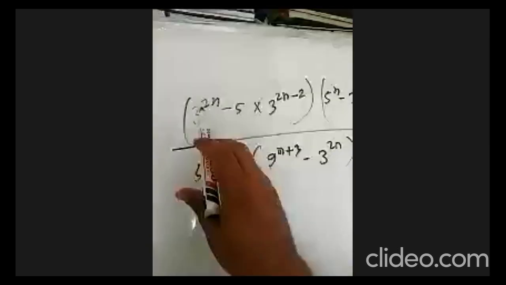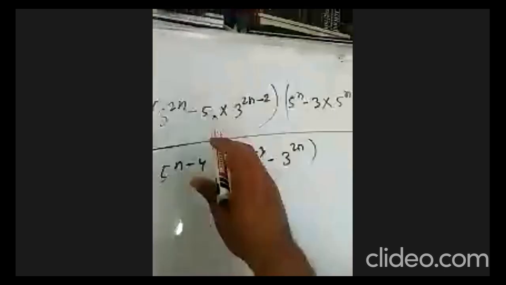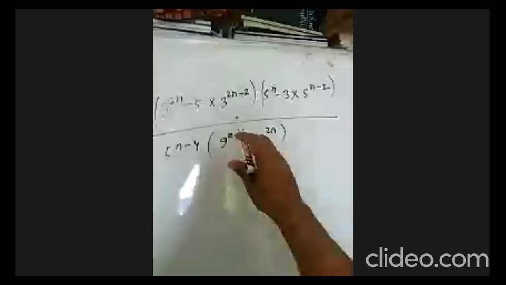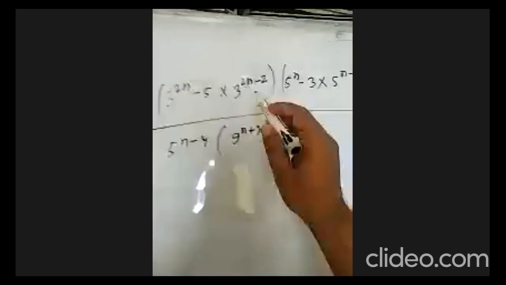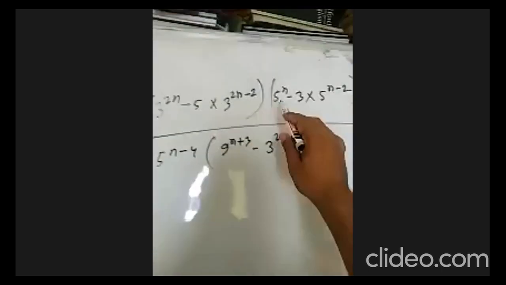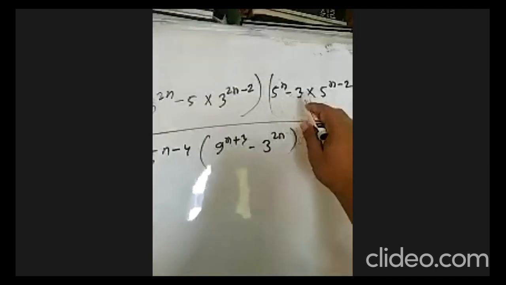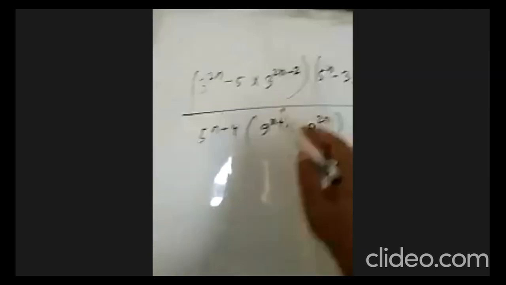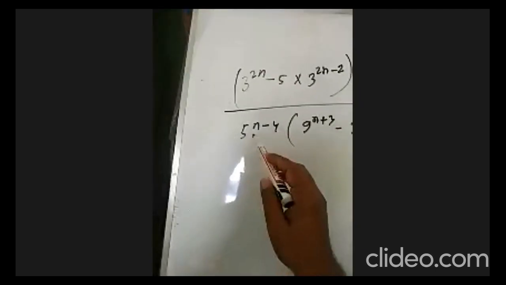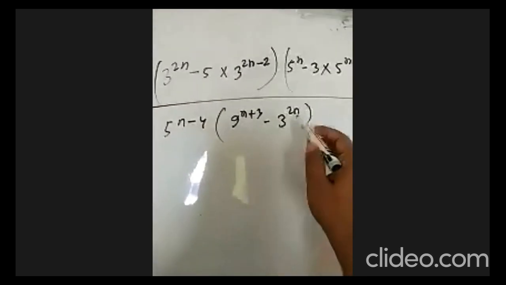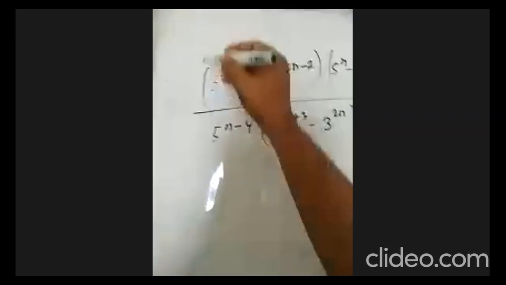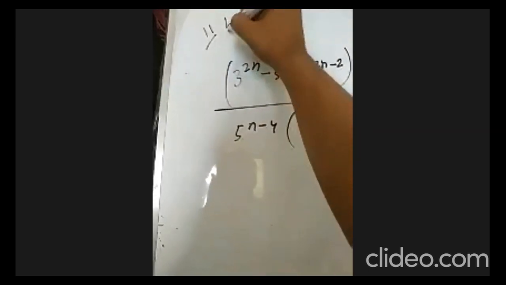3 to the power twice n minus 5 multiply 3 to the power twice n minus 2, 5 to the power n minus 3 into 5 to the power n minus 2, then 5 to the power n minus 4 multiply 9 to the power n plus 3 minus 3 to the power n. And this is the 11 part B.